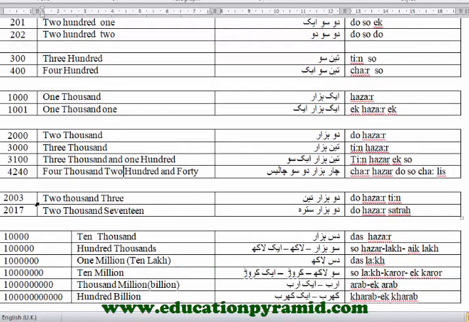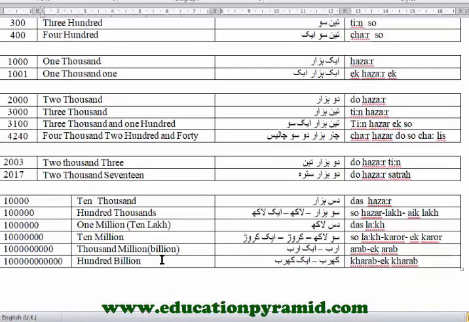For years, like 2003, 2017. For larger amounts, like 10,000, 100,000, or lakh, or 1 lakh. 1 million means 10 lakhs. 10 million, 100 lakh, or 1 crore. 1,000 million or billion, we say arab or 1 arab. Then 100 billion, kharab or 1 kharab.